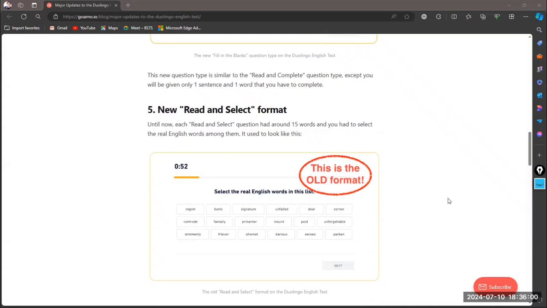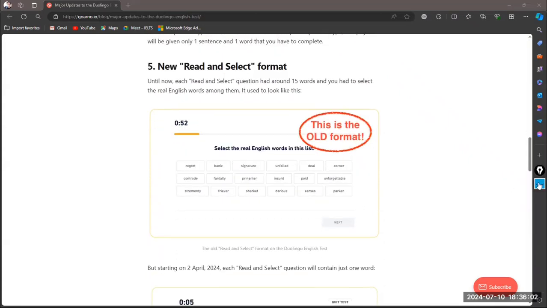Now, the fifth update is the read and select format. If you remember, when we discussed this module, Malak, we said that some words, maybe 14 or 15 words, are going to be shown in front of you, and absolutely you have to select the real English words. This is the old one, the old format. So exactly, read and select.